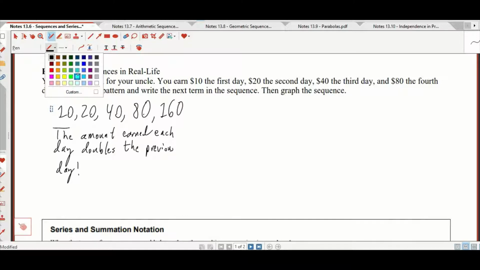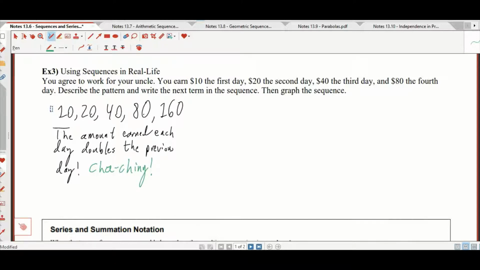Let me get the green out for that. Cha-ching! Cash register sound. You are rolling in the money.